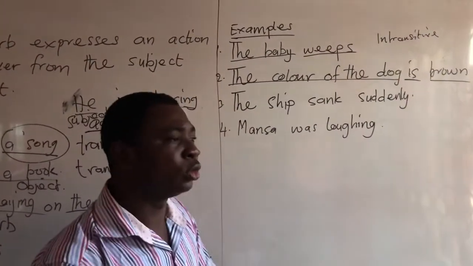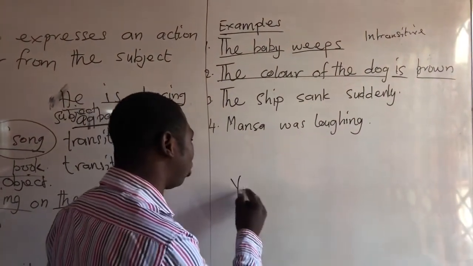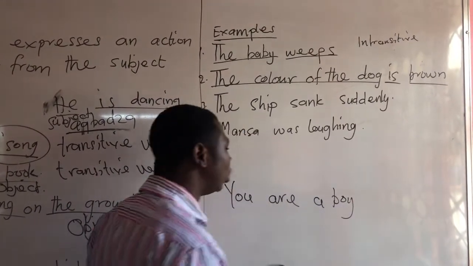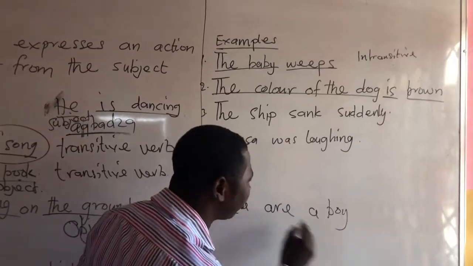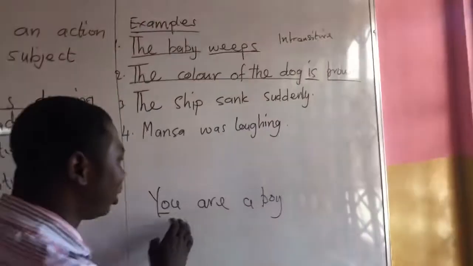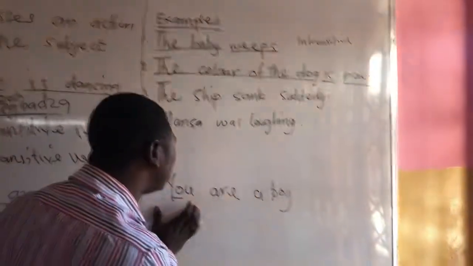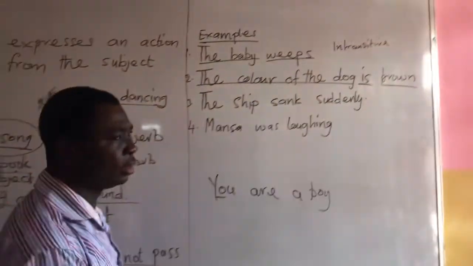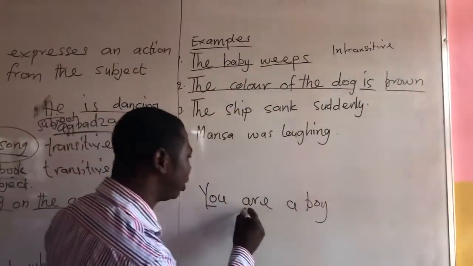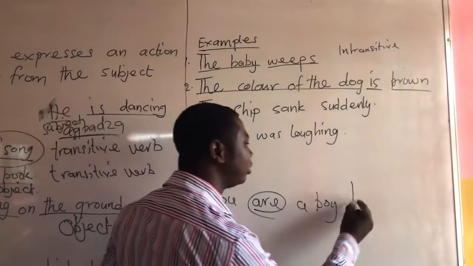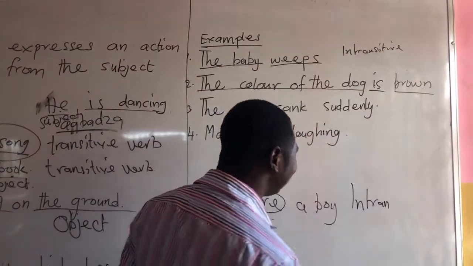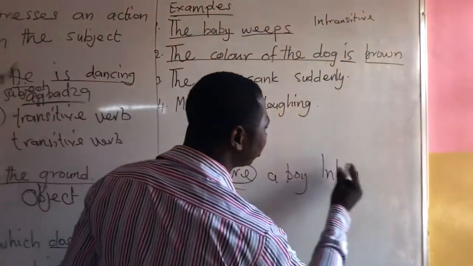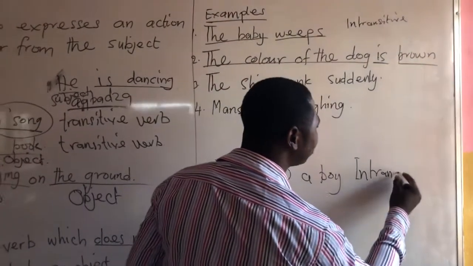Like, you are a boy. When you say you are a boy, this "you" is not performing any action that is happening to anything, because we are referring to you as a boy. So this is not an object. We are saying that the verb here becomes intransitive, because it's not transiting the verb to any object.